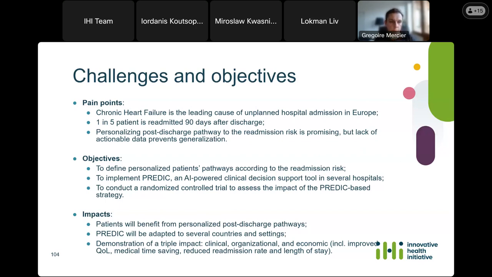In terms of impact, generally speaking, we are considering, of course, improved outcome for patients themselves, but also being able to adapt PREDIC to several countries and settings, and also to demonstrate with high confidence the impact of this strategy. Next, please.